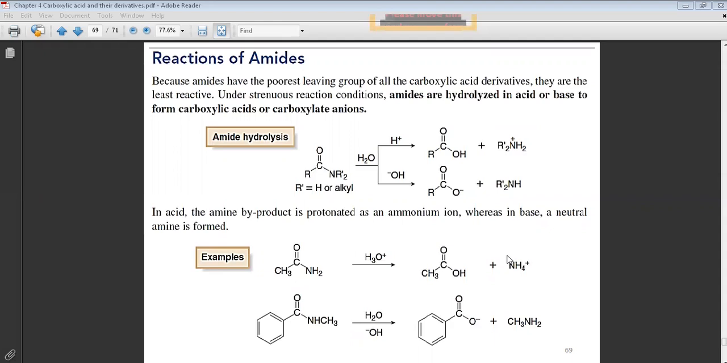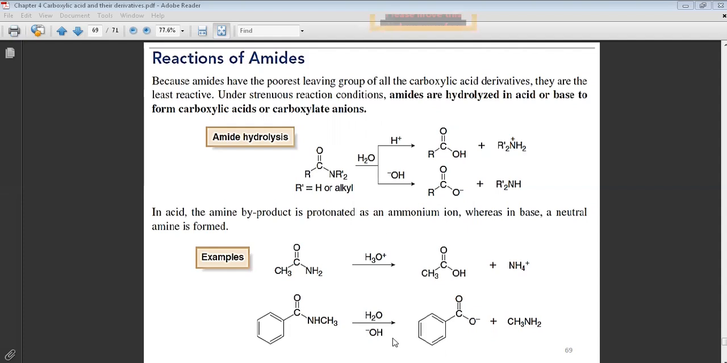But if you use base, no, the carboxylic acid will be deprotonated by the base. It will give you carboxylate anion. This carboxylate anion, and you have amine. This carboxylic acid, but you have here ammonium ion. This is the effect of the acid and base. Okay, this is the difference here.